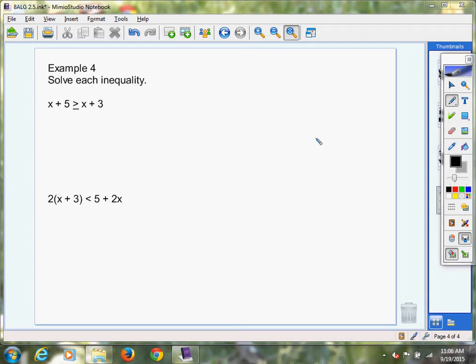Now, example 4, we've seen this type of situation before. Back when we did equations, do you remember when we talked about there are times when we solve equations, we may actually cancel out the variable? Do you remember that discussion? Okay, I do too. Well, it's possible to cancel out the variable when you're solving inequalities. And that's what we're going to talk about today.